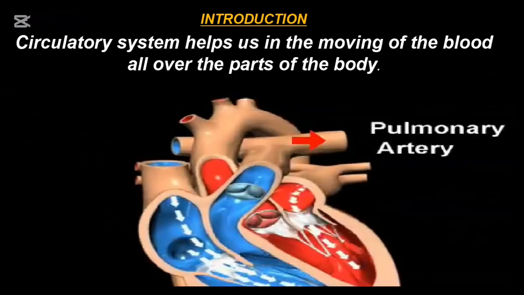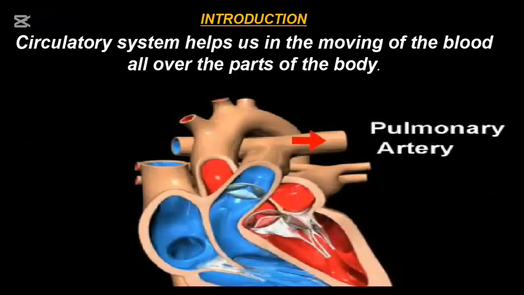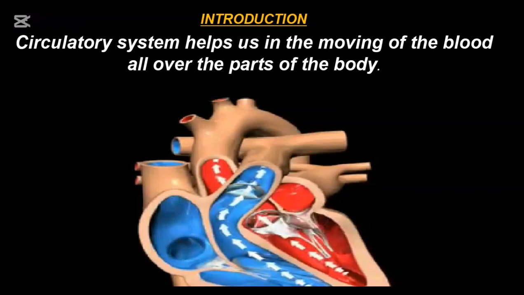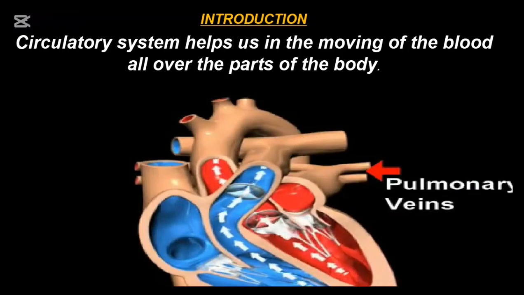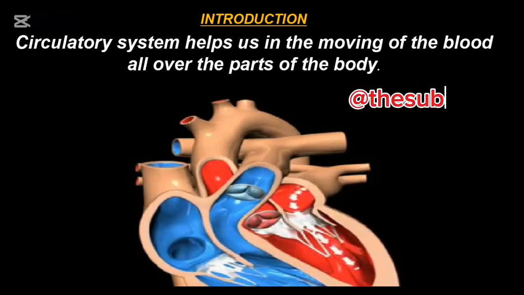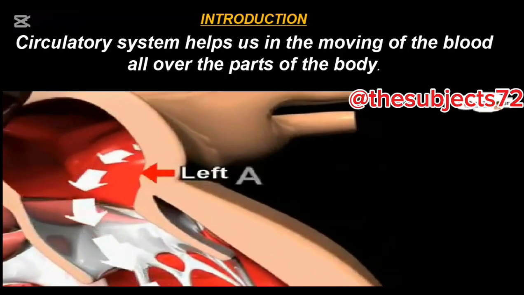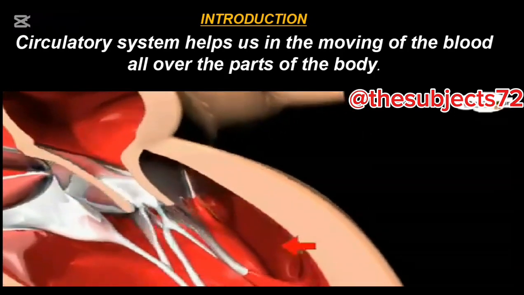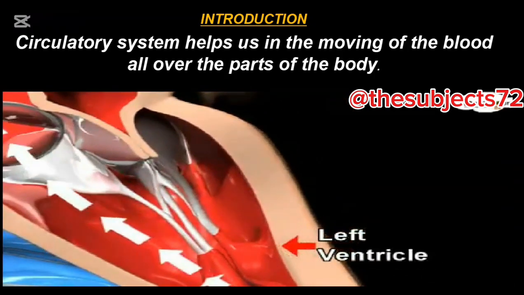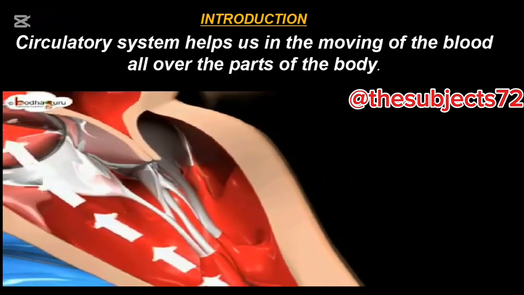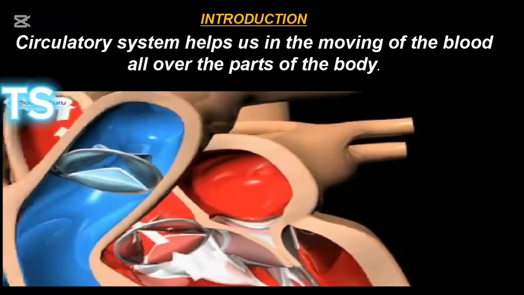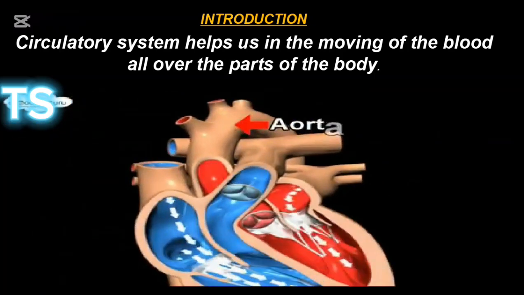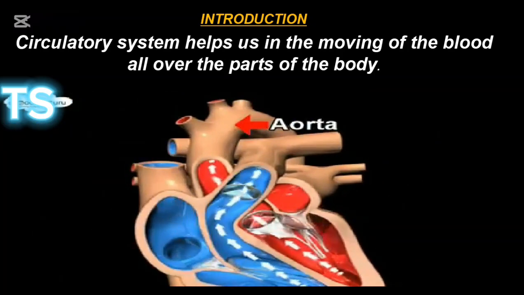We have what you call the pulmonary artery as one of the blood vessels, and also the pulmonary veins as another blood vessel. And not only that, we have the left atrium. The left atrium is one chamber of the heart, as well as the left ventricle. Those are the chambers of the heart. They help in pumping blood to all parts of the body. Here we have the aorta. The aorta is the main artery that transports blood from the heart to all parts of the body.